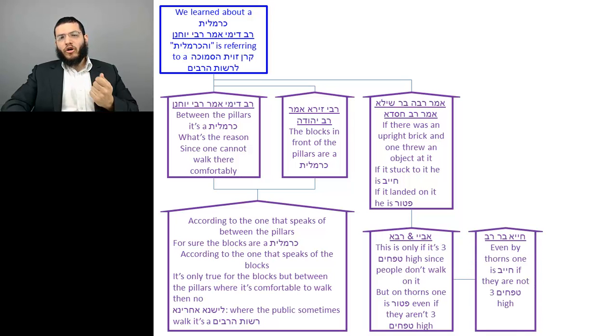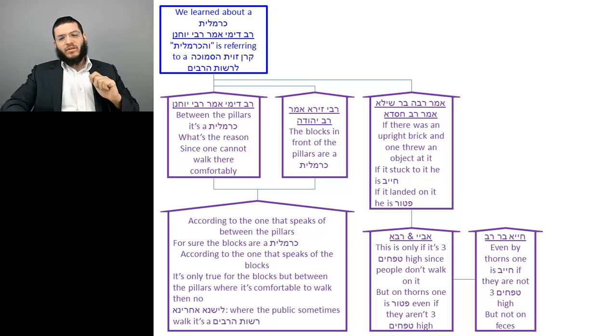The Gemara now presents an arguing opinion. Chia Barav comments on this teaching of Abaye and Rava and says, even by thorns one is chayiv if they are not 3 tefachim high. And like Rashi says, because people do walk on thorns if they're wearing shoes. So therefore it is considered part of the rishus harabim unless it has the height that removes it from the rishus harabim, the height of 3 tefachim.